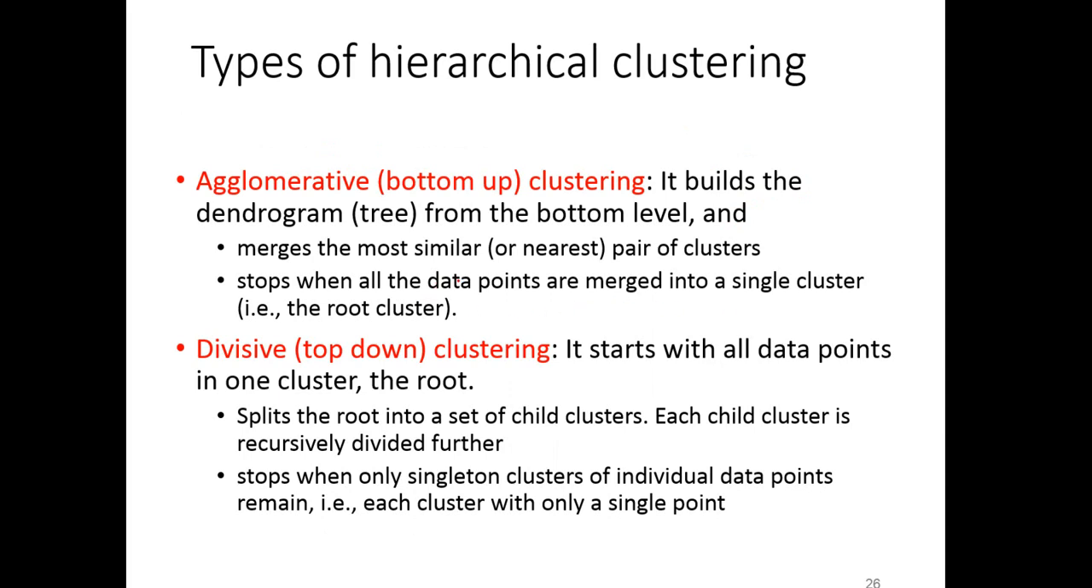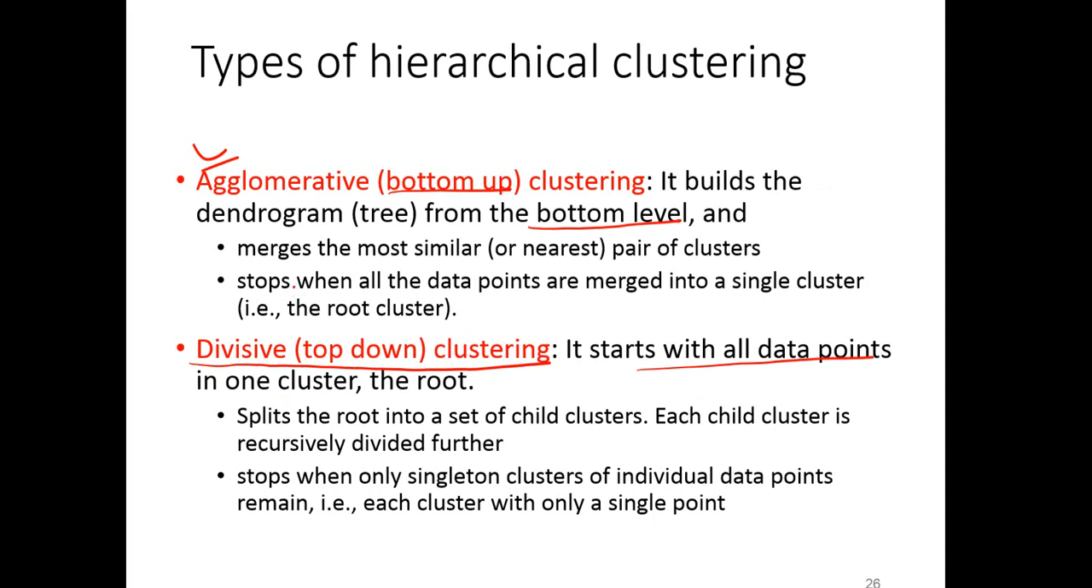There are two types of hierarchical clustering. One is agglomerative, which is also known as bottom-up clustering. It builds the dendrogram, the one that we saw in the last slide, from the bottom level, and I will talk about what that is. The second one is divisive clustering, or the top-down model. It starts with all data points in one cluster. I'll talk about how it's different. That's very easy to understand.